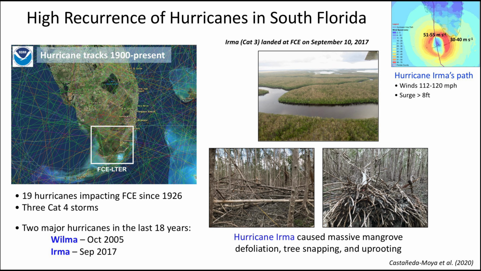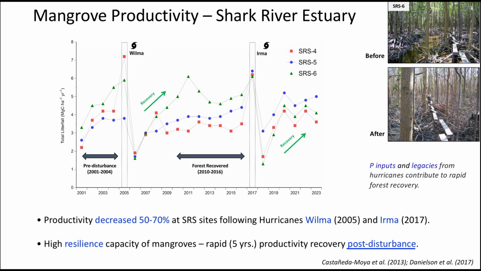So besides this, we know that South Florida is characterized by a high recurrence of tropical storms and hurricanes. And these storms really create significant effects on the mangrove community. So 19 storms have impacted the FCE since 1928. And in the last 18 years, two hurricanes, Wilma and Irma, have created significant damage and changed the ecological properties of mangrove forests.